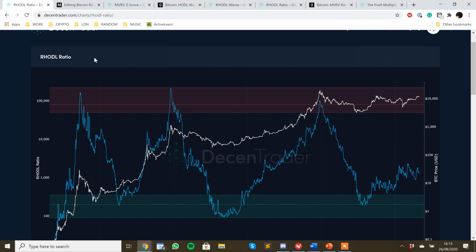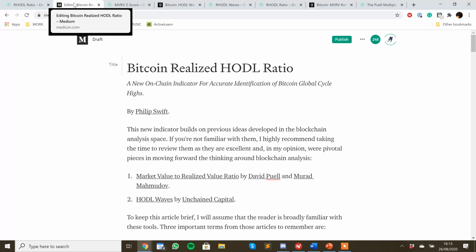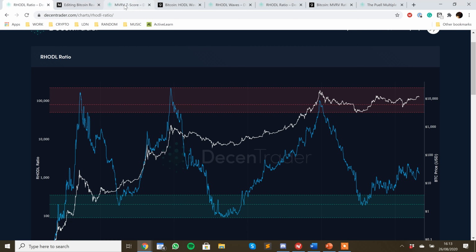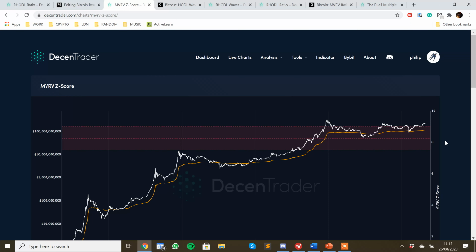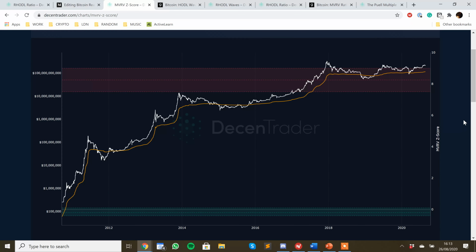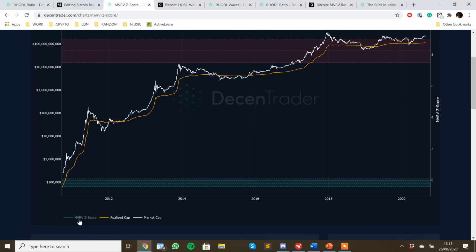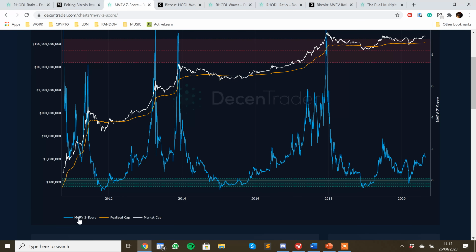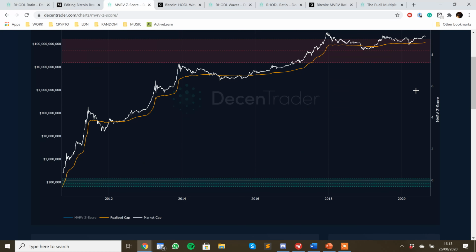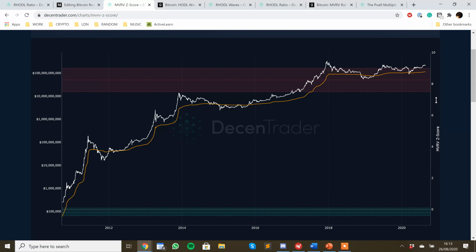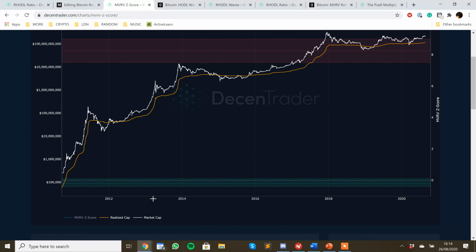The first of those is the difference between market cap and realized cap, or market value and realized value as they're sometimes called. These you can look at on the Decentrader website as well. They're both on a tool called MVRV Z-score, which we've shared before briefly in the live streams. For the purposes of explaining realized cap, I'm just going to take off the Z-score because we're not interested in that.